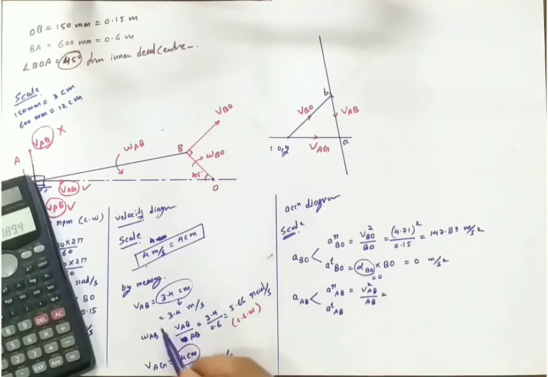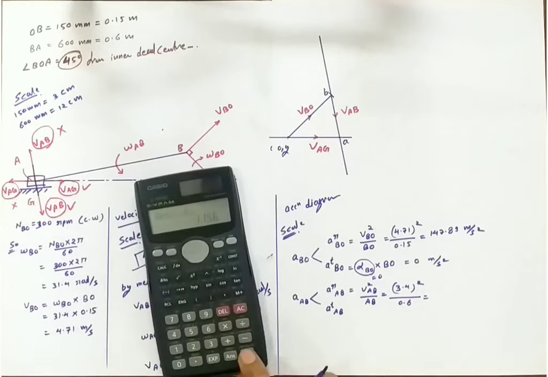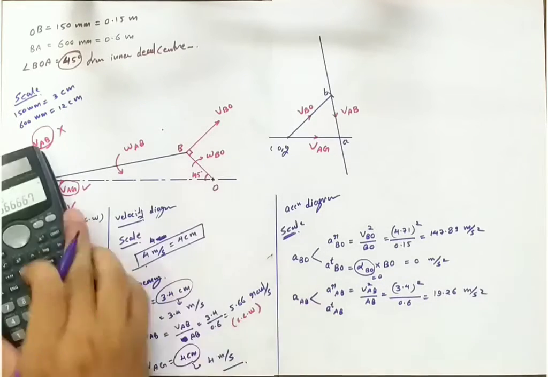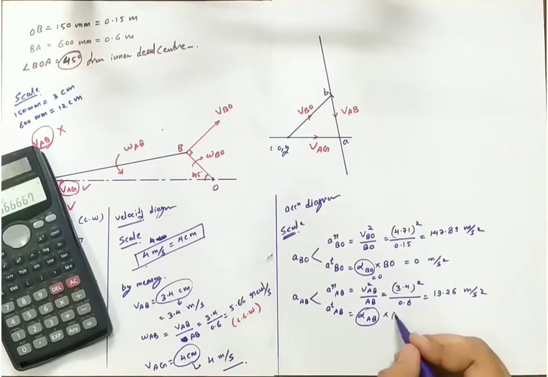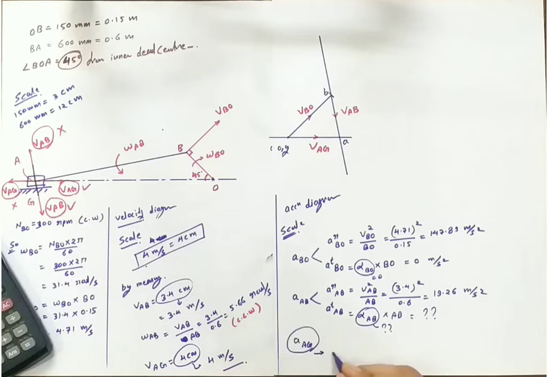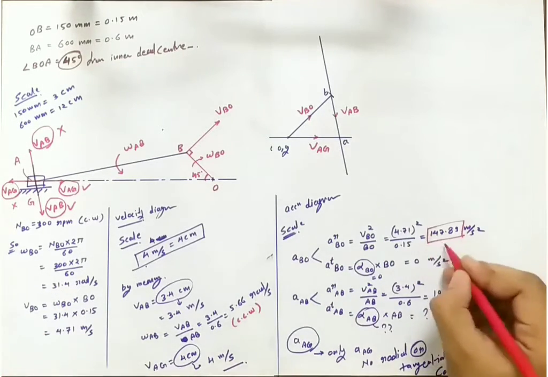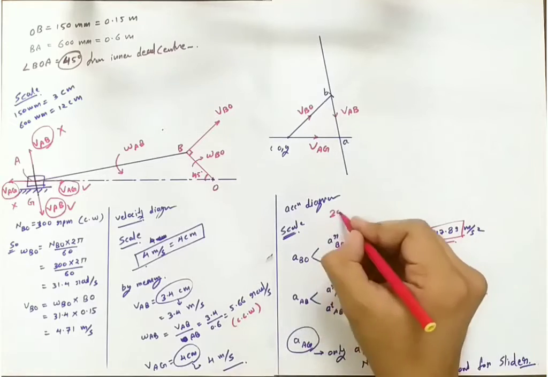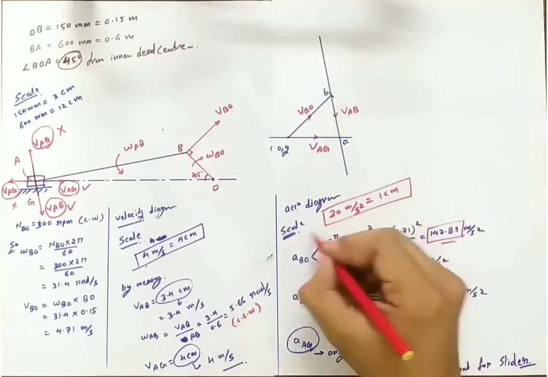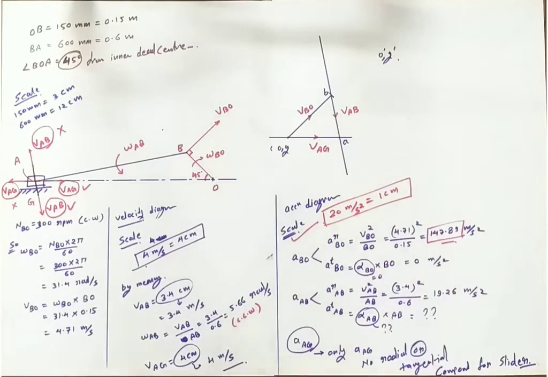And for link AB, the radial component we can find easily with the help of velocity square divided by length, so that is 19.26 meter per second square. But the angular acceleration of the link AB is not given, so we cannot find out the tangential component. Again, there is no component for the slider, there is only acceleration. There is no radial and tangential component for the slider. So now we'll go for the scale according to the radial component of the input link. We have chosen 20 meter per second square is equal to 1 centimeter.